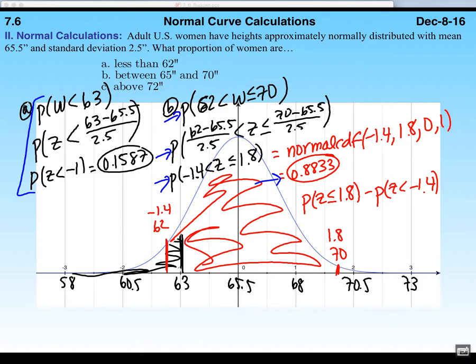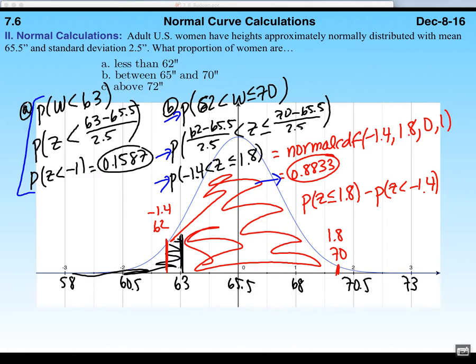Why is your mu and your standard deviation 0 and 1, not what it gives you? Because as soon as you convert it to a z-score, it's now the standard normal distribution, which means the mean is 0 and the standard deviation is 1. Okay.